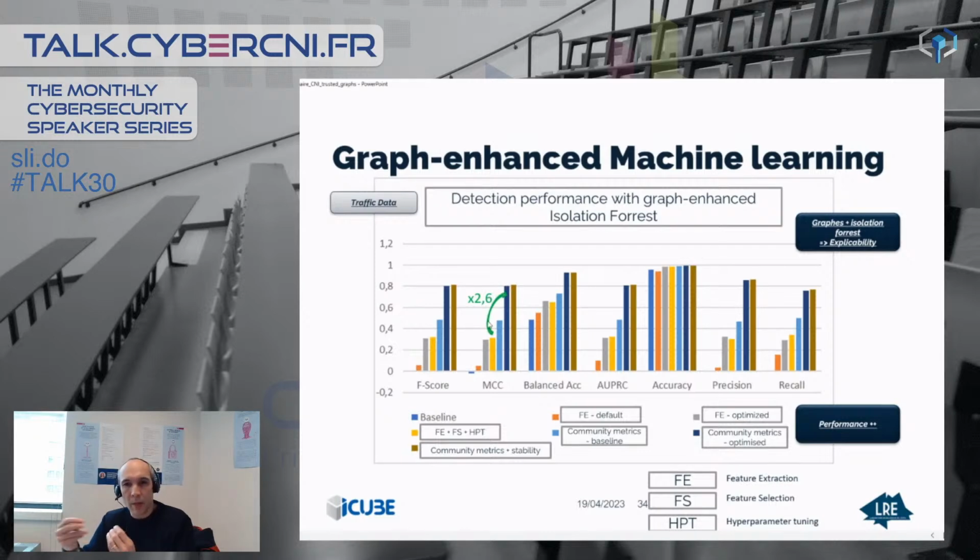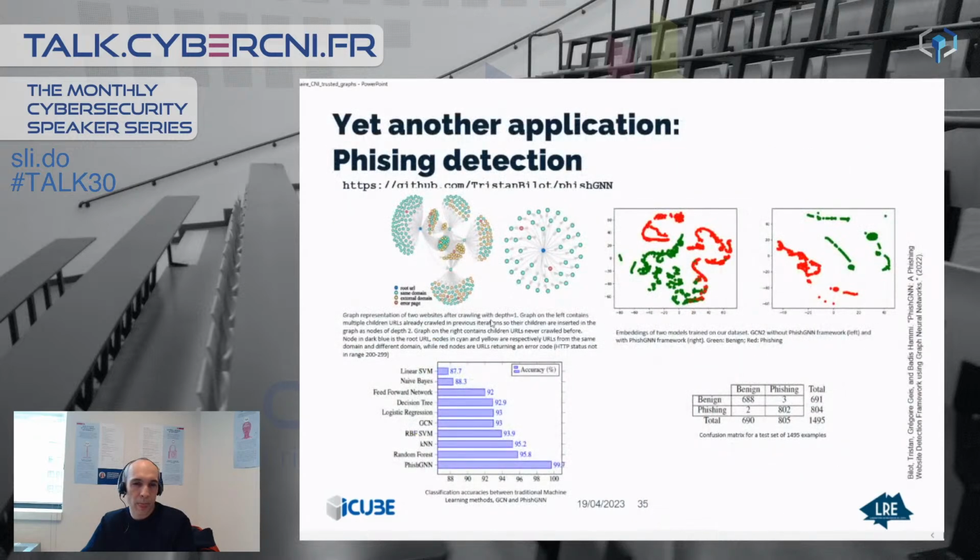This shows that using graph structure information is very relevant and provides a lot of information about the danger and the kind of attacks you have in the system. Of course, attack detection is not the only use case.